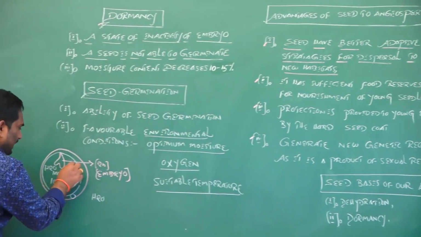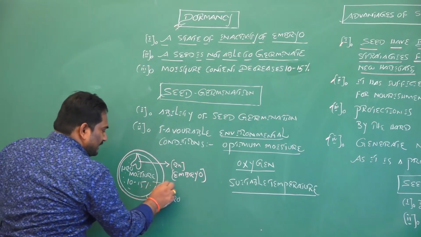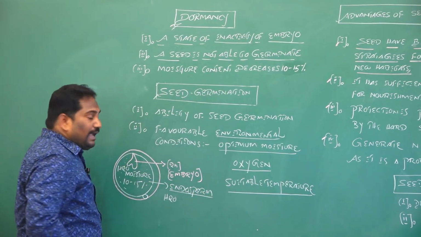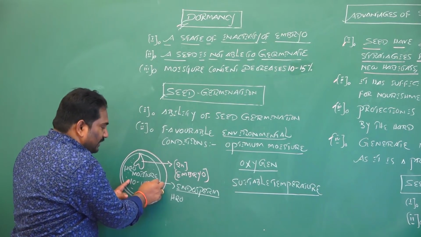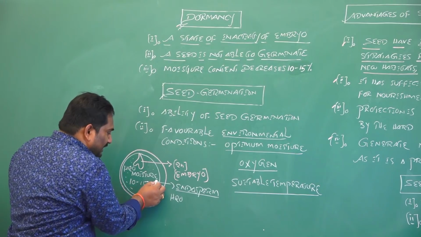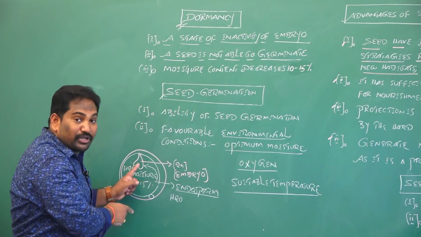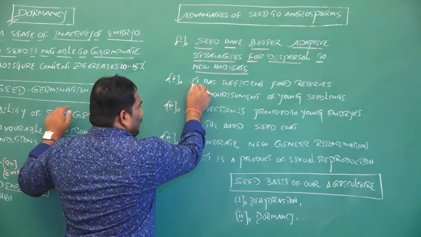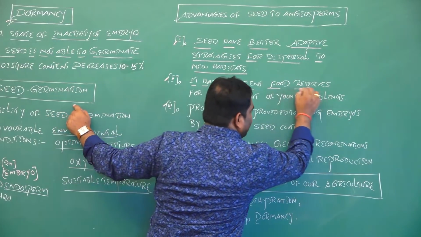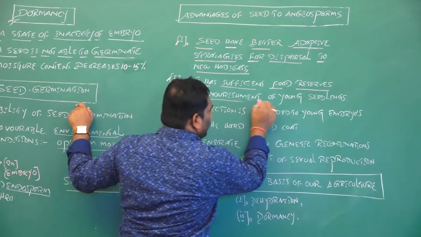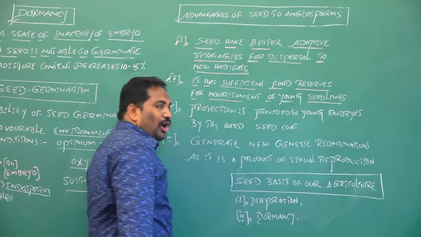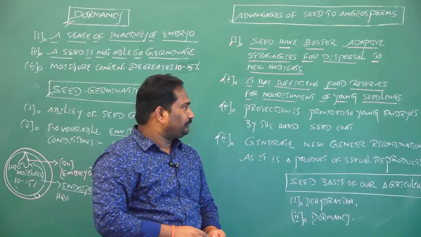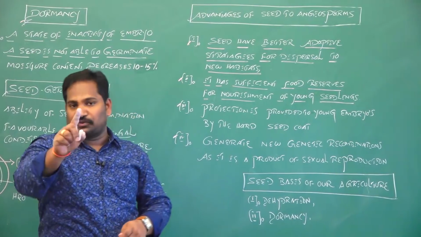Generally, a seed has sufficient storage of food, that is endosperm and nucellus. Whenever a seed has sufficient stored food, this endosperm is nourishing to the growing embryo. That is the second advantage of seed to angiosperms. It has sufficient food reserves for nourishment of young embryos or young seedlings like plumule and radicle, because the seed can store food material.